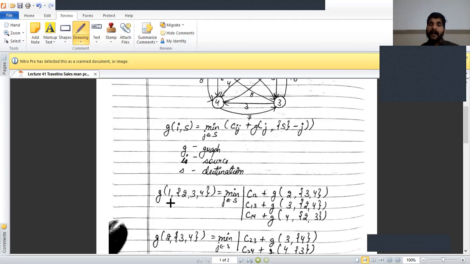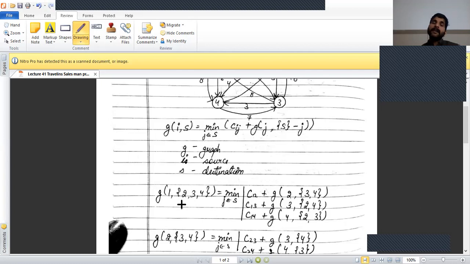So we apply i equal to 1, and suppose we select j to travel from node 1 to node 2. So i equal to 1 and j equal to 2. According to the formula, C(i,j) means C(1,2) plus G(2, S minus j), where the set {2, 3, 4} minus 2 gives {3, 4}. We select from the set 2, 3, 4.